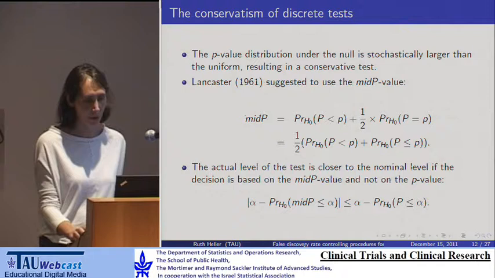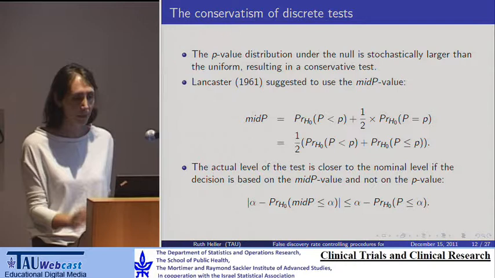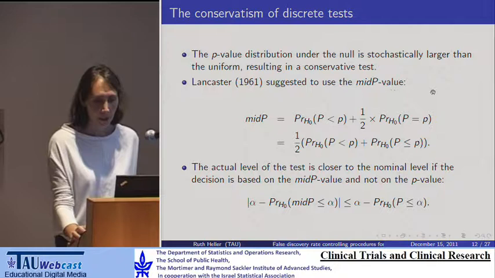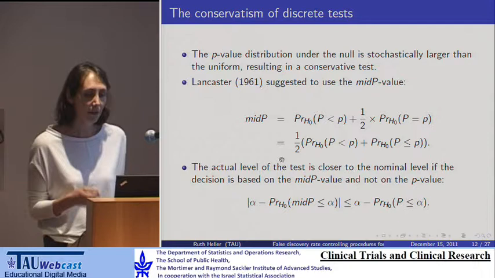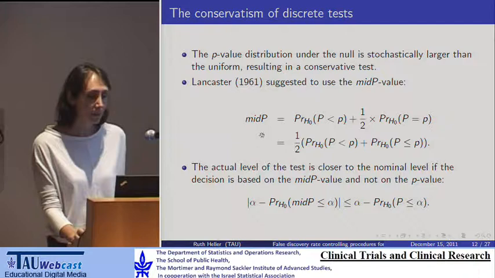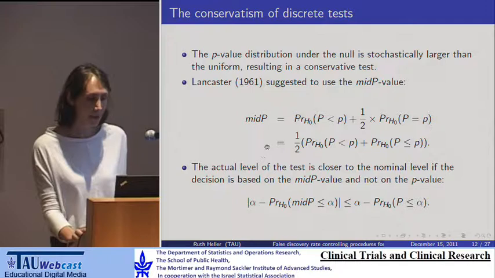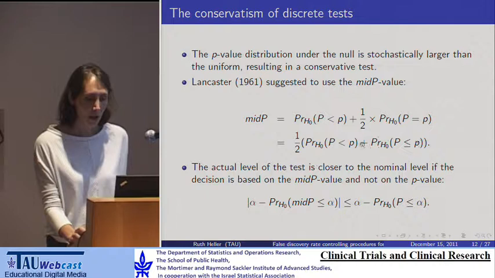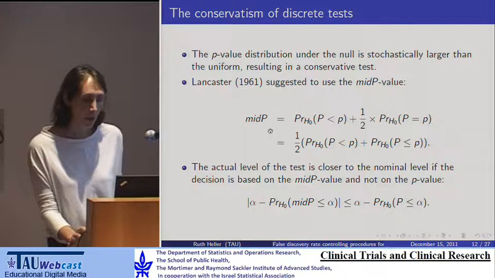Okay, so let me step back, and now let's look just at one hypothesis. We don't have now multiple hypotheses, just one, and discuss the conservatism of discrete tests. So the problem arises because now if the data is discrete, then the p-value is actually, under the null, also stochastically larger than the uniform. What has been suggested to address this discreteness by Lancaster in 1961 is to use, instead of p-values, mid-p-values. And mid-p-values basically take the average of the p-value plus the next most significant p-value that you can get. So necessarily the mid-p-value is smaller than the p-value.